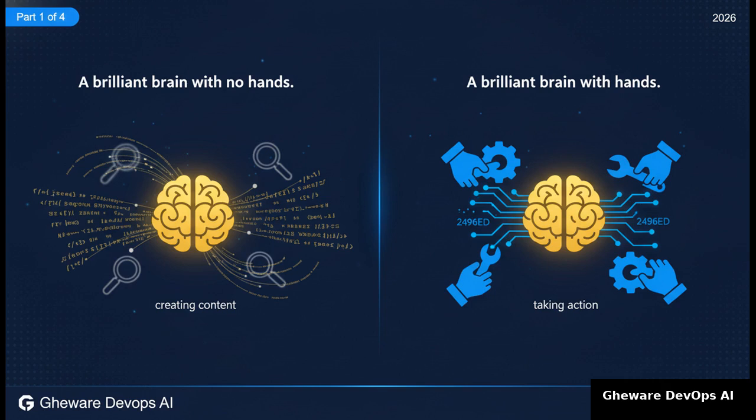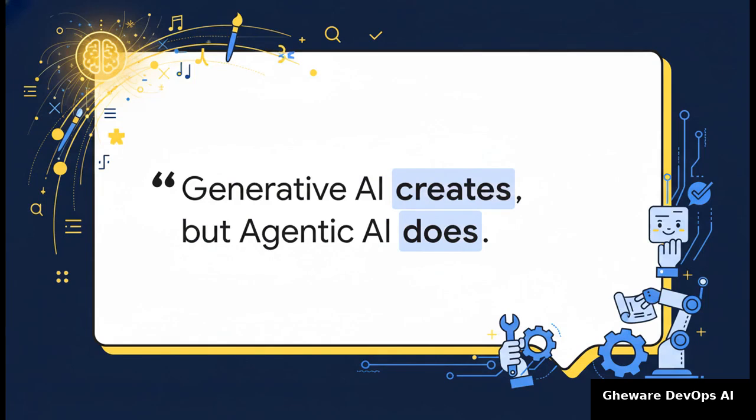An AI agent, on the other hand, is that same brilliant brain, but now it has hands. And that right there, that is the core idea to hold on to. Generative AI creates content. Agentic AI performs actions. It's the difference between getting a recipe and having a chef cook you the meal.